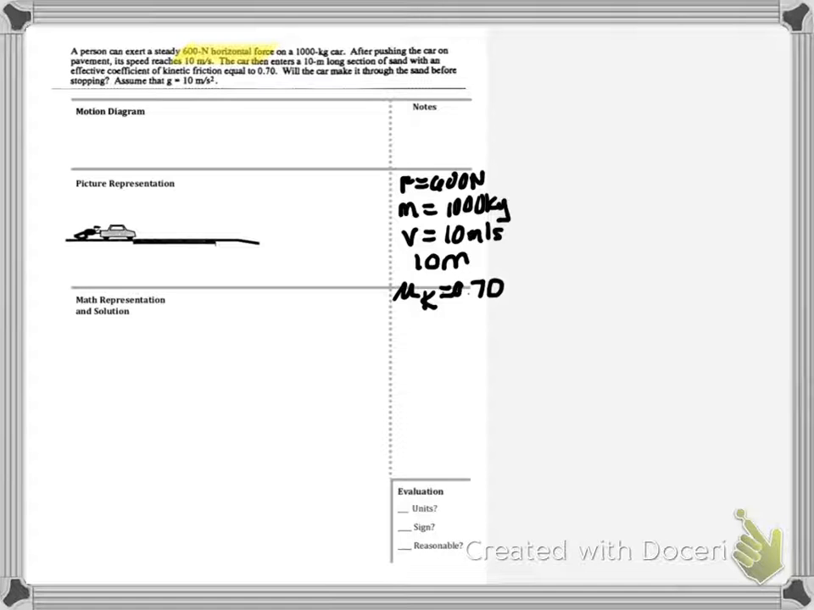We want to know whether the car will make it through the sand. So basically, we want to know whether the car is going to go 10 meters before it stops or not. Oh, I have to put that on there too. We actually have another velocity of stopped. That means that one's an initial velocity, and that one's a final velocity.